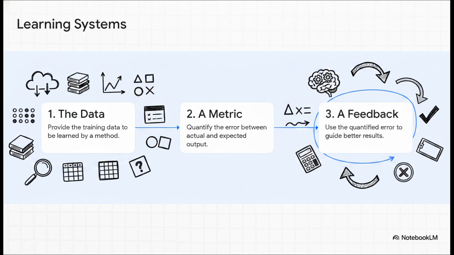And step three is the feedback. This is a mechanism, usually something called a backpropagation algorithm, that takes that quantified error and uses it to guide the system toward a better result the next time around. It's essentially this massive, constant loop of guessing, checking the error, and adjusting.